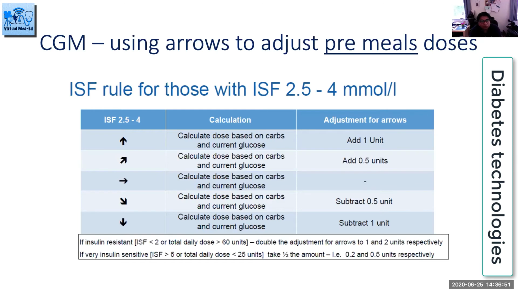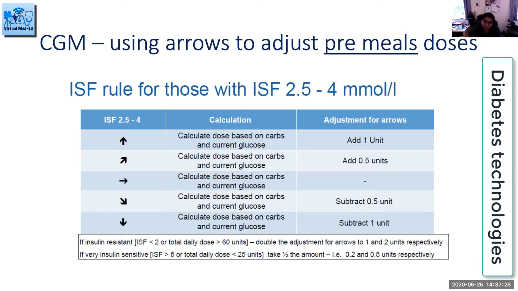So if your arrow is pointing vertically upwards, say your sensor glucose is high, 13, and you're about to take some amount of carbohydrate, so you carb count for that, and then you work out the correction factor, but then you've got this additional information, the arrow, you add 1 unit on top of it. If your arrow is pointing diagonally upwards, it's slowly changing, it's half a unit. Very easy. So it's 1 unit or half a unit, depending on the direction of the arrow, and it's the same thing if it's pointing downwards, albeit you take off half a unit or 1 unit.